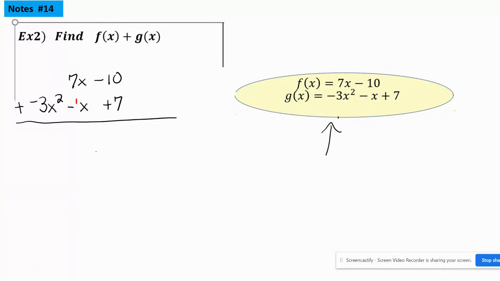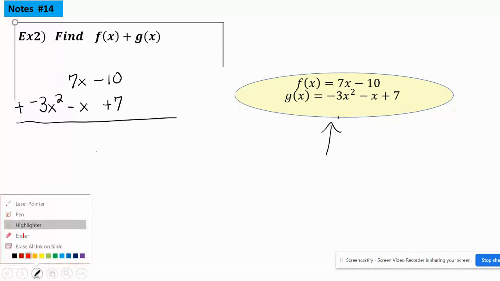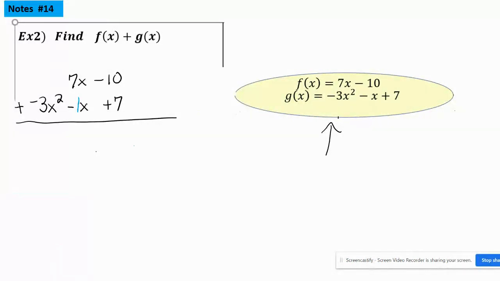Now the other thing you might want to do is fill in a hidden 1 right here. Okay? So just add and subtract. It's the same as combining like terms. So negative 3x squared comes down. And then how much is 7x minus 1x? That would be 6x. And how much is negative 10 plus 7? That is negative 3, and that's our final answer.